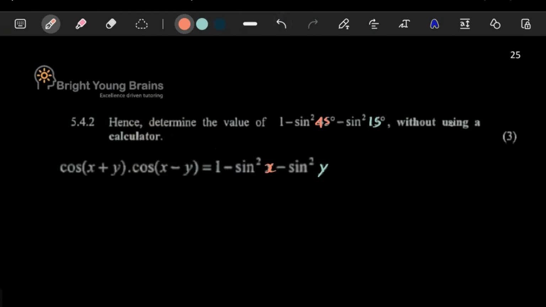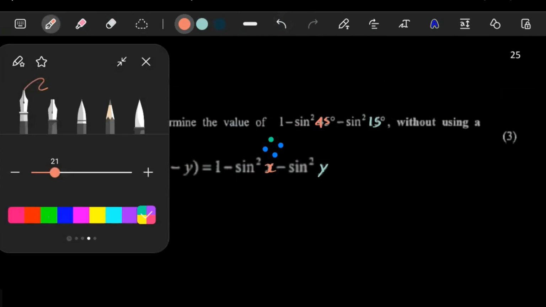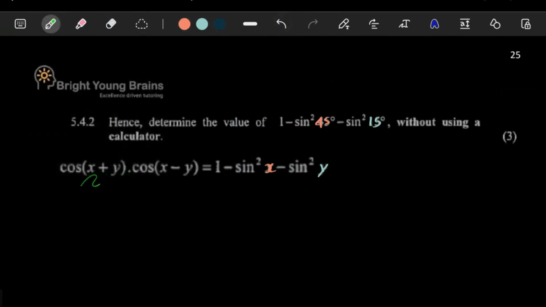So if they say without using a calculator, it looks like using these ones here. Let's just see what would happen. Here you would have 45, here you would have 15. That doesn't help. The funny thing is whenever they say hence, you obviously want to use the previous question. But from here, there's no need to be worrying about anything here. This we can actually get rid of. We don't really need it.